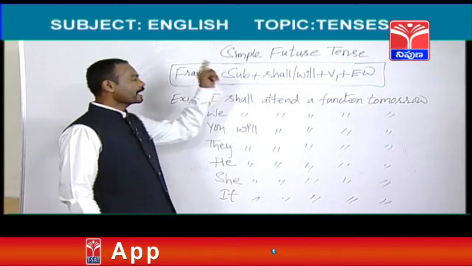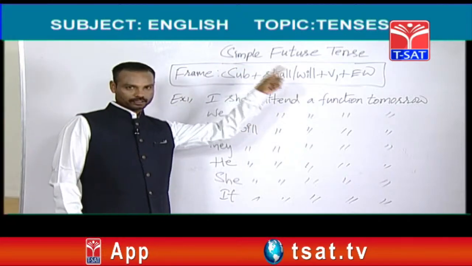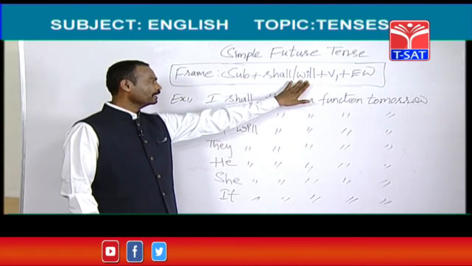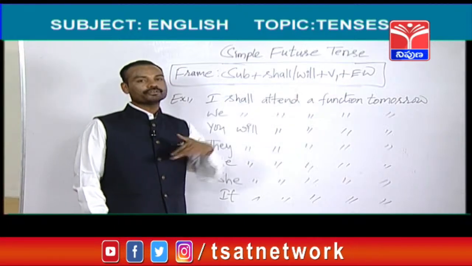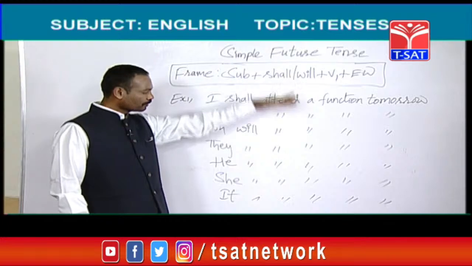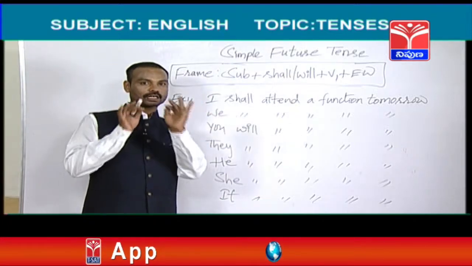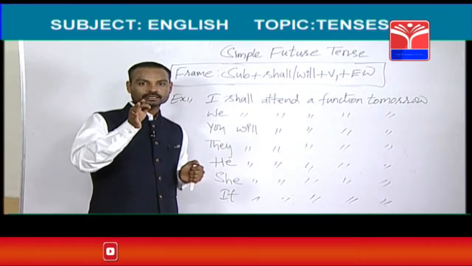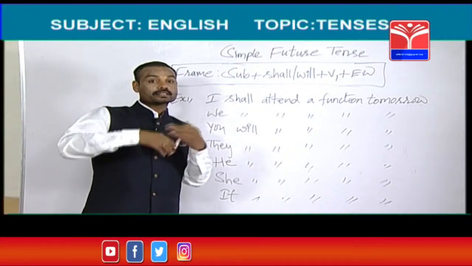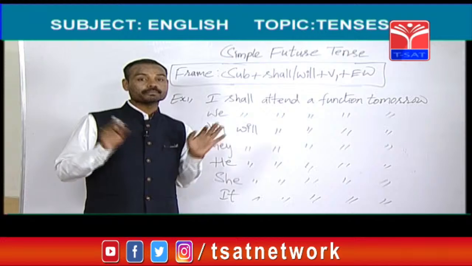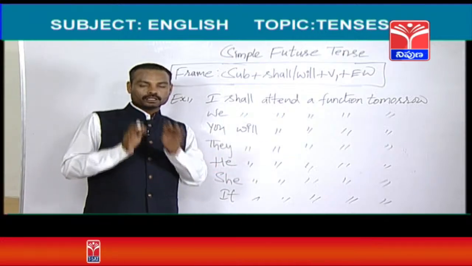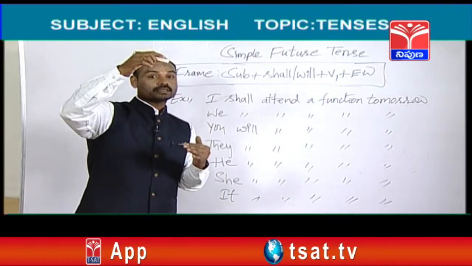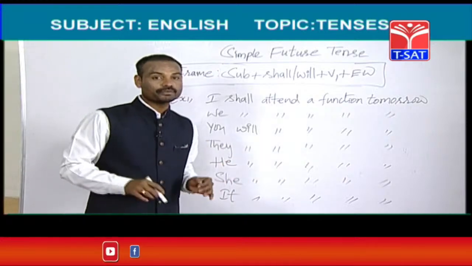Friends, here is another tense, that is simple future tense. This is the frame of the tense. Subject plus shall or will and V1. V means verb, EW for extra words. So before going to know how to write sentences, let me tell you the definition of simple future tense. The tense which is used to indicate an action which will take place at some time in the future is called simple future tense. Once again, the tense which is used to indicate an action which will take place at some time in the future is called simple future tense.